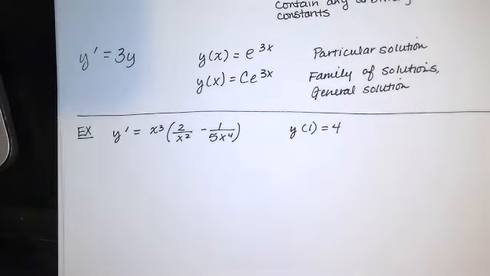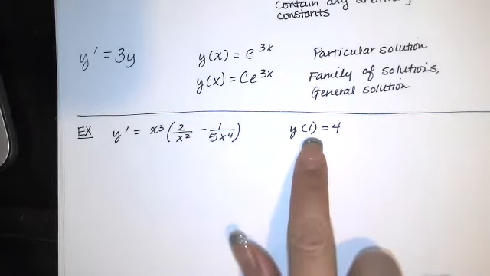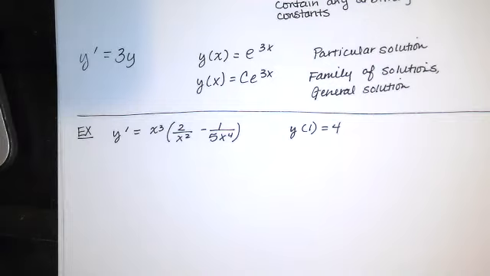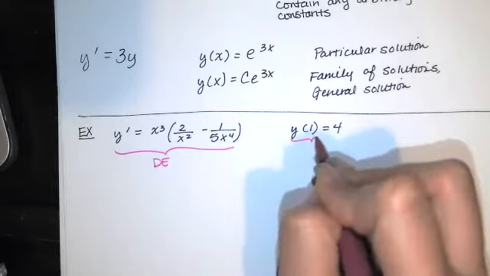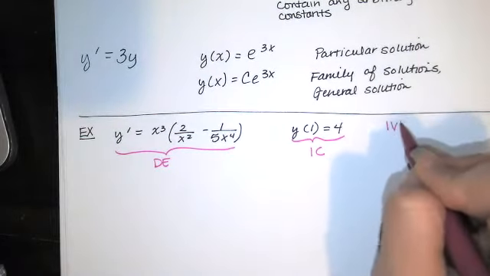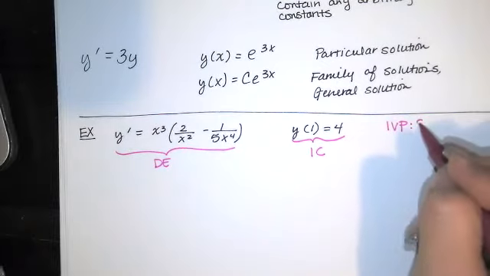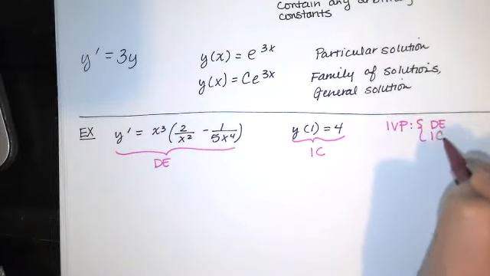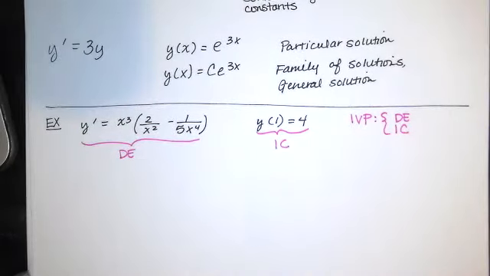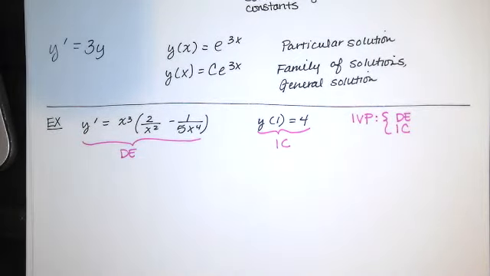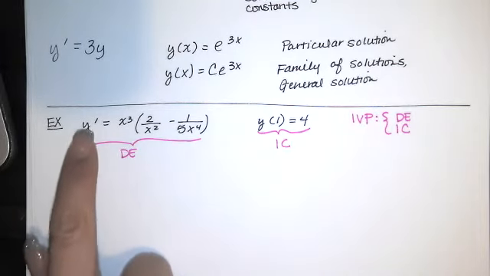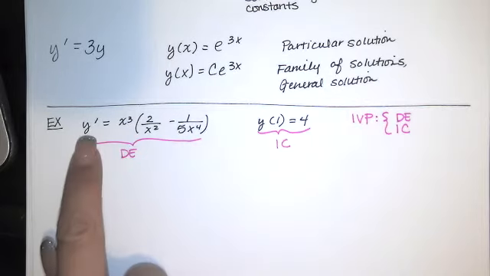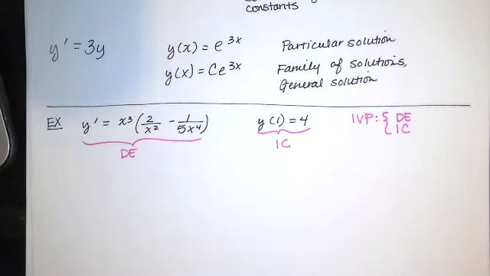So this is an initial value problem. I'm given a differential equation, and I'm given the initial value of my function. This initial value problem, I often abbreviate IVP. Consists of a differential equation and an initial condition or initial conditions. Usually you get one initial condition for every derivative over here. So if you have a first derivative, you're going to get one initial condition. If it was second derivative, like on the last one, you get 2 initial conditions.